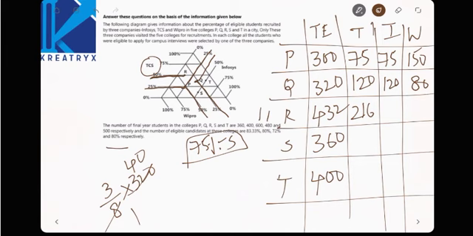Now for Infosys R, see here it is 12.5. Am I right? Yes, 12.5. 12.5 is nothing but 1 by 8. Now 432 divided by 8 is nothing but 54. Now out of 432, 216 were selected for TCS and 54 were selected for Infosys. The remaining 162 will be selected for Wipro. No need to check the things, right?